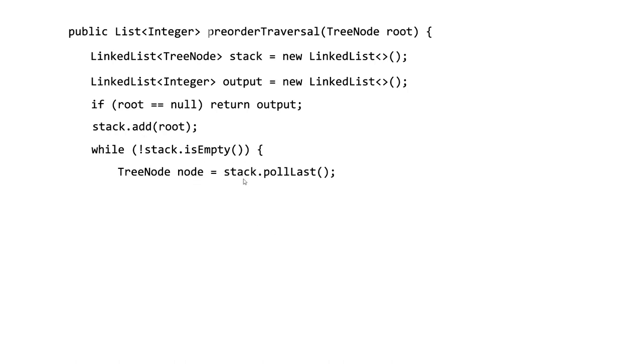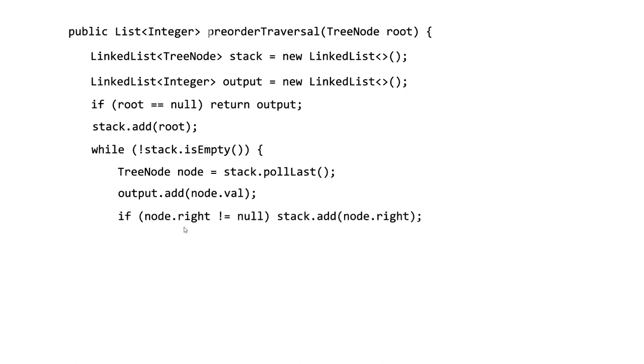So it pulls this off, and then we're going to add that node to the output, which is our list of integers. And then, if the node right is not equal to null, then we're going to add the node right. And then if the node left is not equal to null, we're going to add the node left. And the reason we do it in this order is because we're going through a while loop here, and the poll last is always going to pull the last value, and we always want the left to be taken out before the right. So we put the right in first and then put the left in, if there is one, last, so that it pulls that out first. And then we just return the output after this is all done.